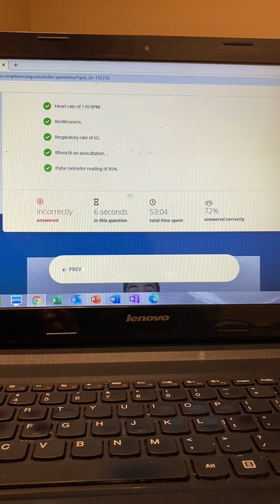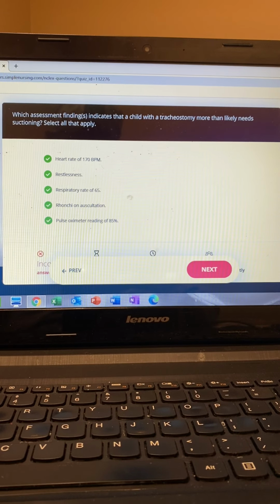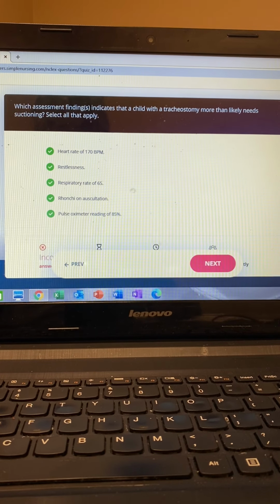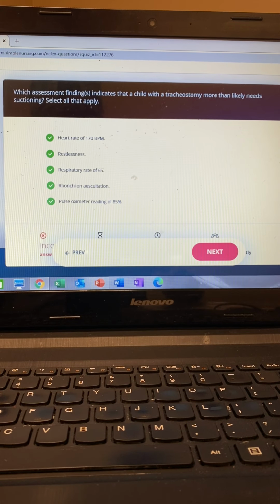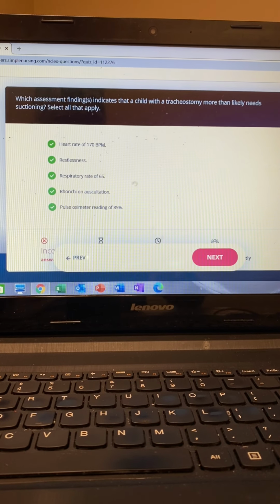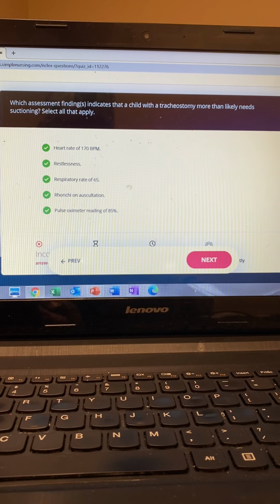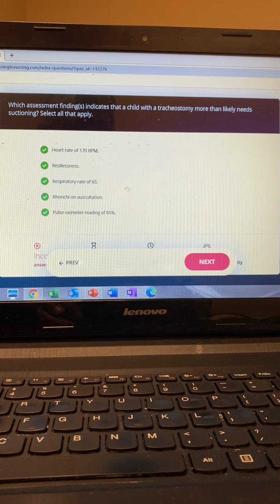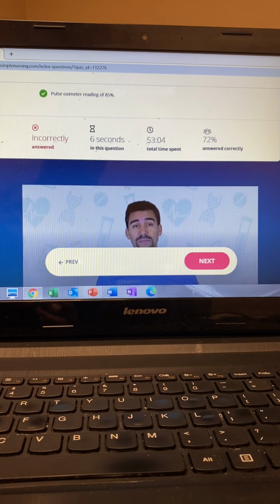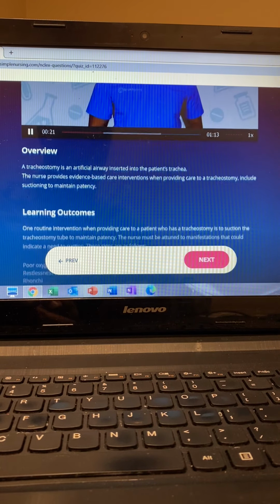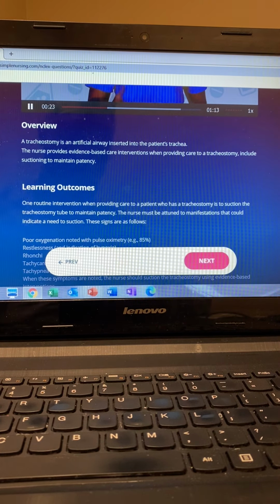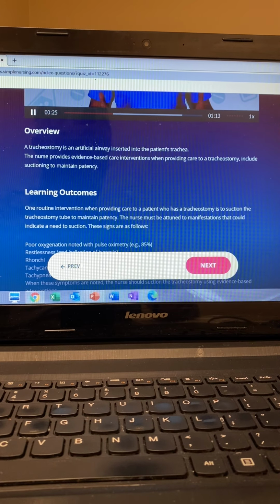Now, using our 3 steps, let's break this down. So this question is asking for the assessment findings for the key problem of a child with a trach who needs suctioning. So the biggest things we're thinking about are breath sounds, respiratory rate, secretions, as well as oxygen saturation. So the solution we're looking for is findings that mean that the child needs airway clearance. Now for the options here, all of them are correct.